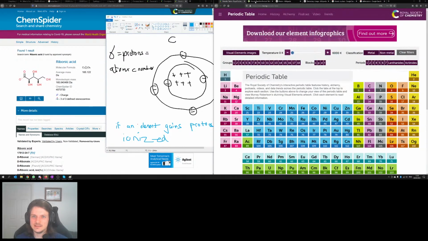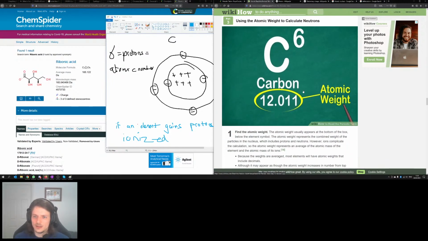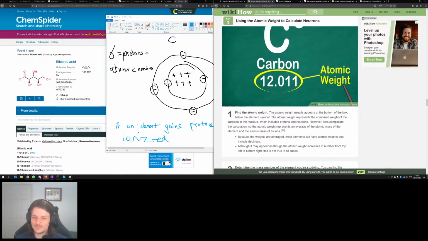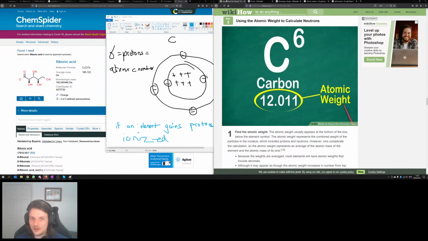I'm not sure. Okay, using the atomic weight to calculate neutrons. Find the atomic weight. The atomic weight usually appears at the bottom of the box, below the element symbol. So carbon has 12.011. Finally got to that information. Weight of the... Oh no, how did I do that? Undo close.